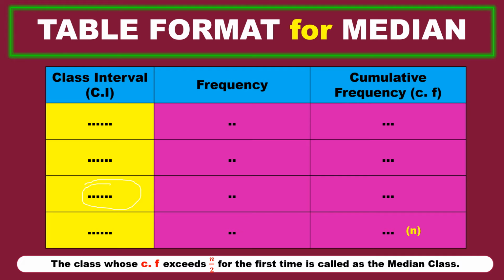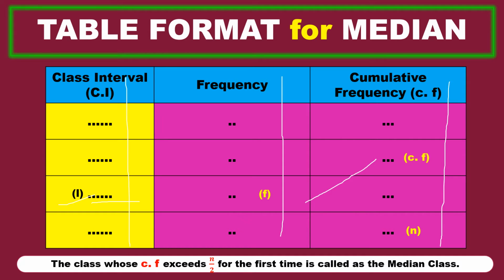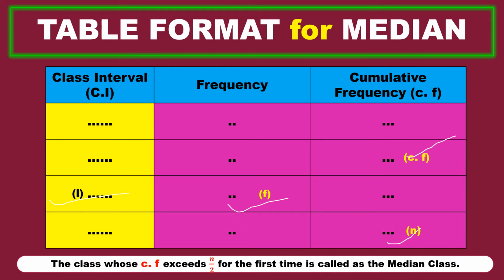Now in that median class, the lower limit will be L. The frequency of this median class is your F. The preceding value will be CF. L will be taken from the class interval only, F will be taken from frequency. CF you should take from the CF column only, but you should take the previous value, not the one in the median class. Clear? So first you should be perfect with this L, F, CF and N. Then we can substitute in the formula.